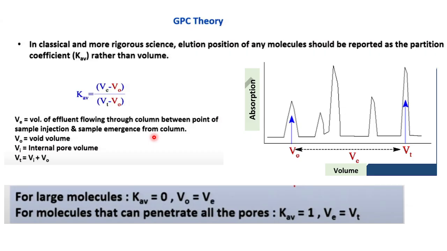And Vo is the void volume, and Vi is the internal pore volume, that is the pores inside the granules or inside the stationary phase. And Vt is equal to Vi plus Vo. So just by simple mathematics, we will get the partition coefficient. For a large molecule, Kav equals 0, where Vo equals Ve, and for molecules that can penetrate all the pores, Kav equals 1, that means the pore volume will be equal to Vt.